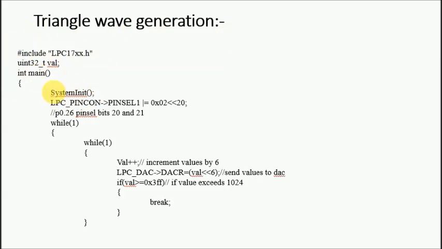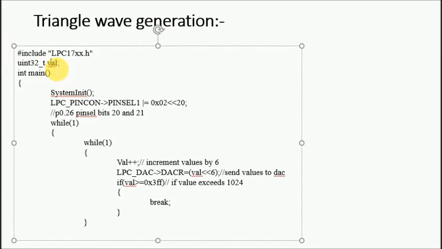So here we have to do the same thing. First is the value that is to be loaded into the DAC register. Now the main program here: system init, LPC pin control, pin select, we have to select as DAC purpose. So port 0 pin number 26 will be declared as the DAC port, that is digital to analog port pin. Then we have to use two while loops. This is the outer while loop, this is the inner while loop. In the inner while loop, first we have to increment the value. Initially the value is 0, so the value is incremented.